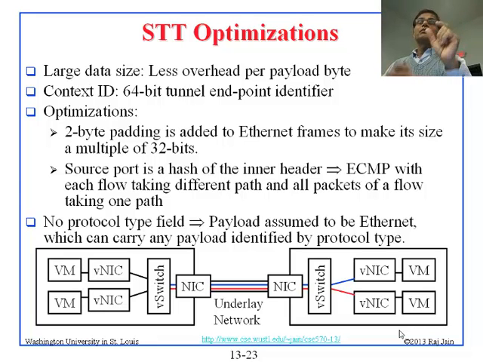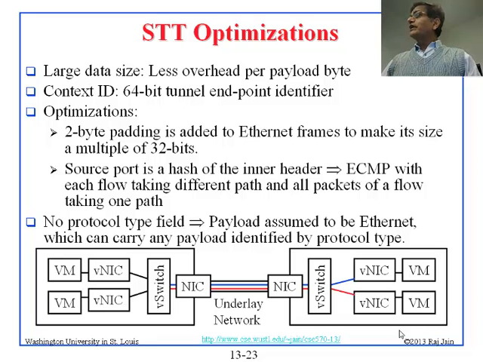And just by looking at the port number, you can say, well, port number 5 go this way, port number 6 go that way. So you can have equal cost multipath without making anything out of order. Everything will be in order because all the packets of that particular flow are going in one path. So this allows ECMP, with each flow taking a different path and all packets of a flow taking one path.